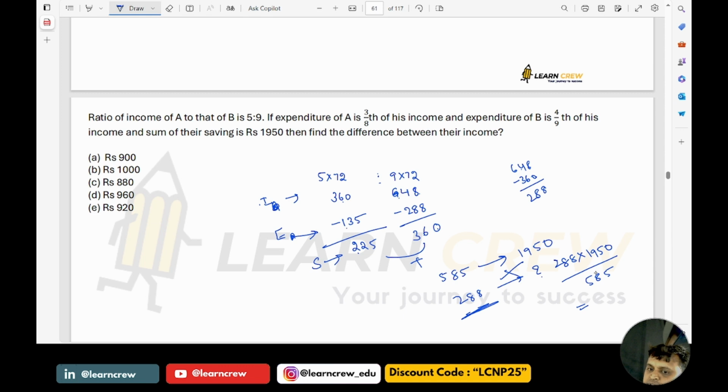The difference of their incomes you will get as how much? 585 is 9 into 65, and 1950 is 65 into 30, so 288 is 9 into 32. 32 into 30 is 960. So the answer is 960.